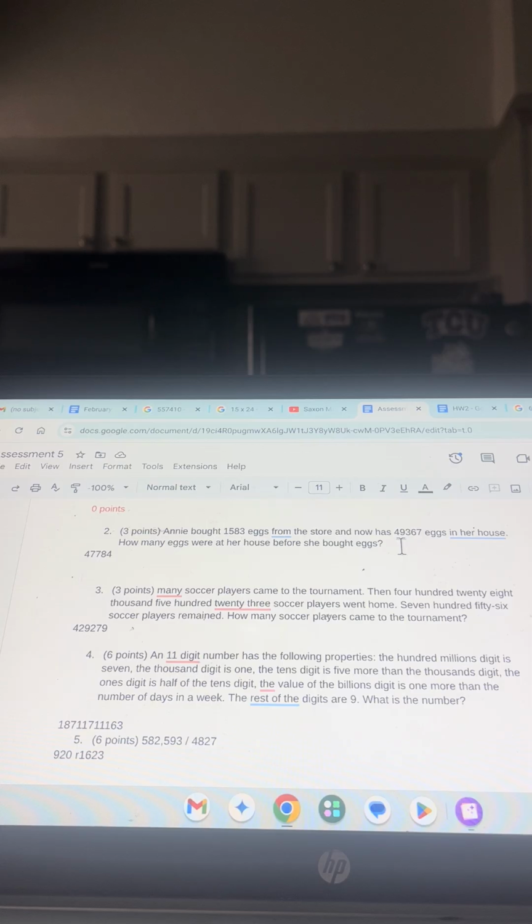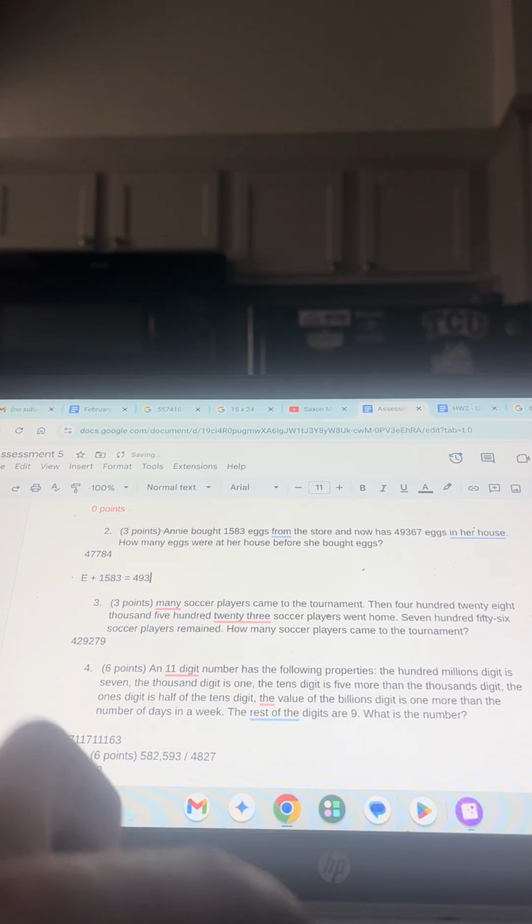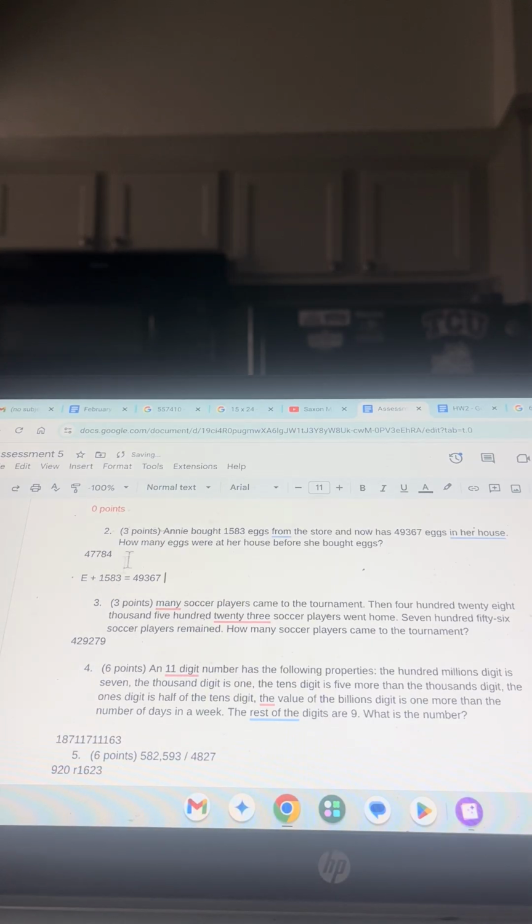So before she went to the store, she didn't have these 1,583 eggs because she hadn't bought them yet. But she had a certain number of eggs in her house. She went and bought 1,583 eggs, right? So here's an example. She had an unknown amount of eggs we'll call E, right? She went to the store and then she added 1,583 eggs. And now she has 49,367 eggs. So this is technically how you'd set up the equation. But let's check and see if you got the right answer.